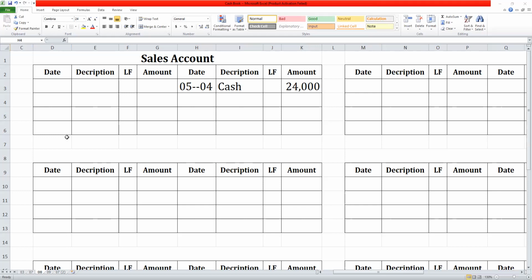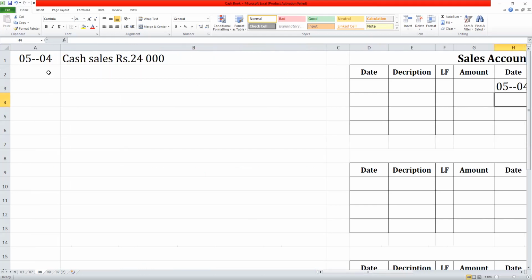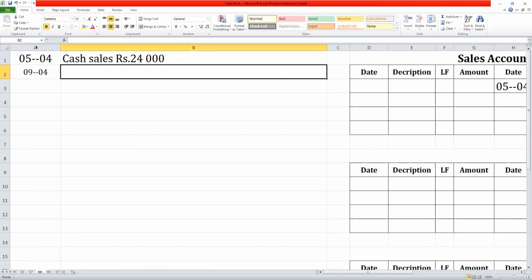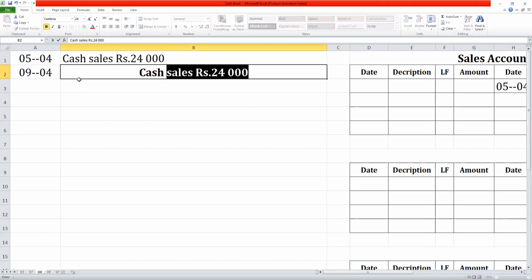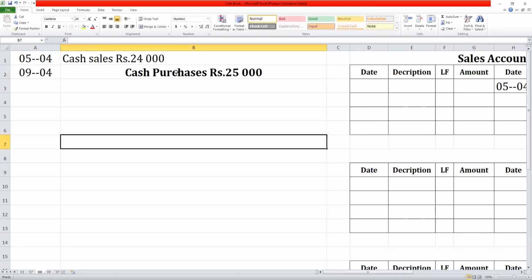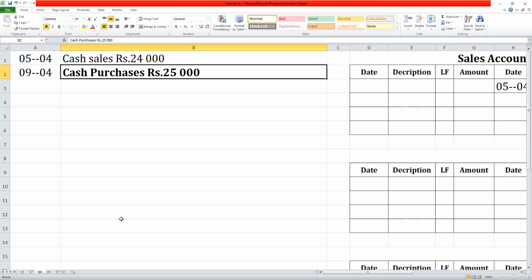Refer to the next date according to the cash book. It is 9th of April. Description is purchases 25,000. It's a payment. Date is 9th of April. It is cash purchases, rupees 25,000.